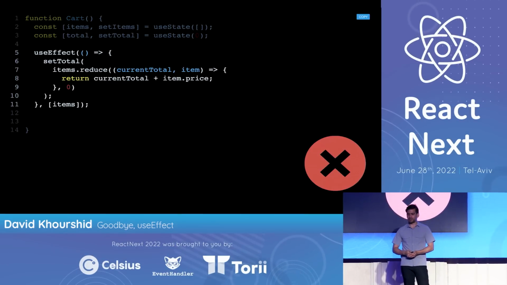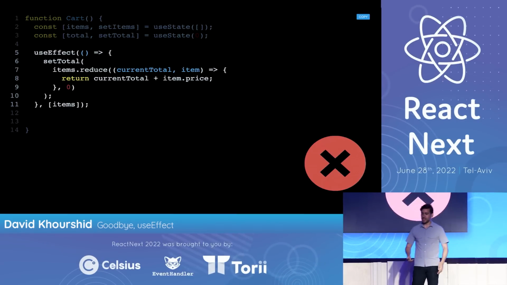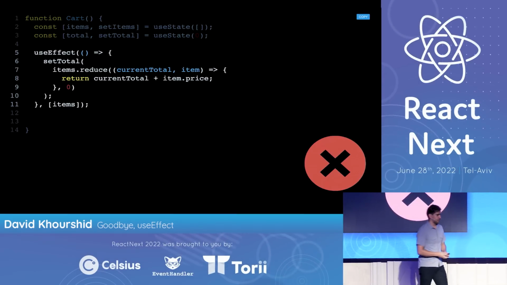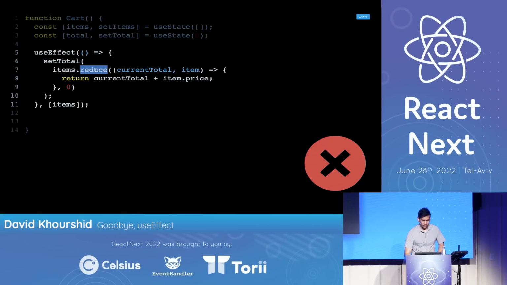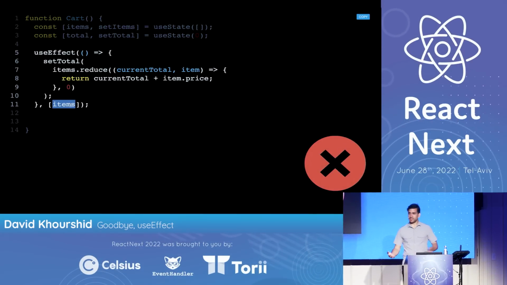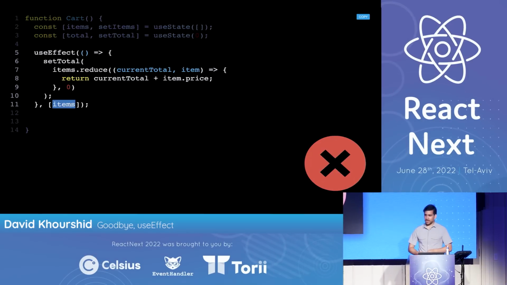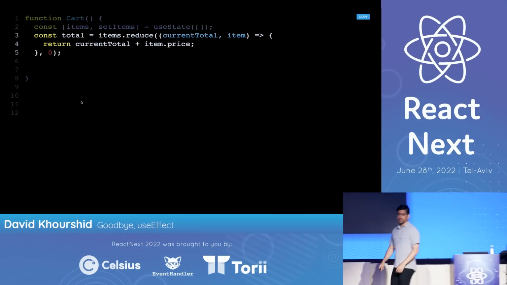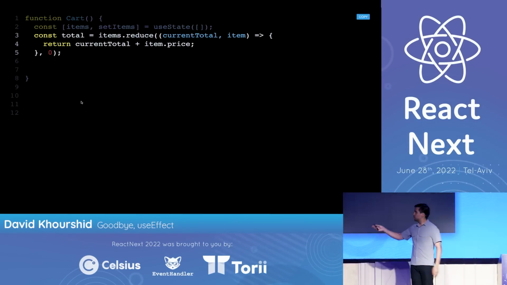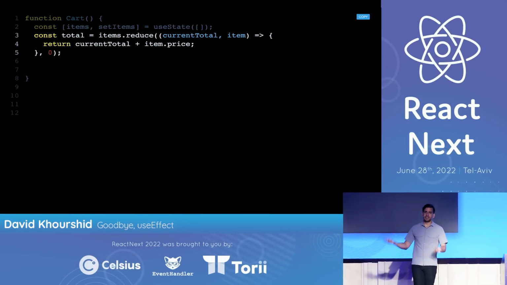So for example, I'm trying to get the total of all of these items, and so I have two variables over here, which is items and total, and so whenever the items change, we set the total to the sum of those items' prices, right? Well, you don't actually need useEffect for that. Just put that right in there, and honestly, this is going to be fast.